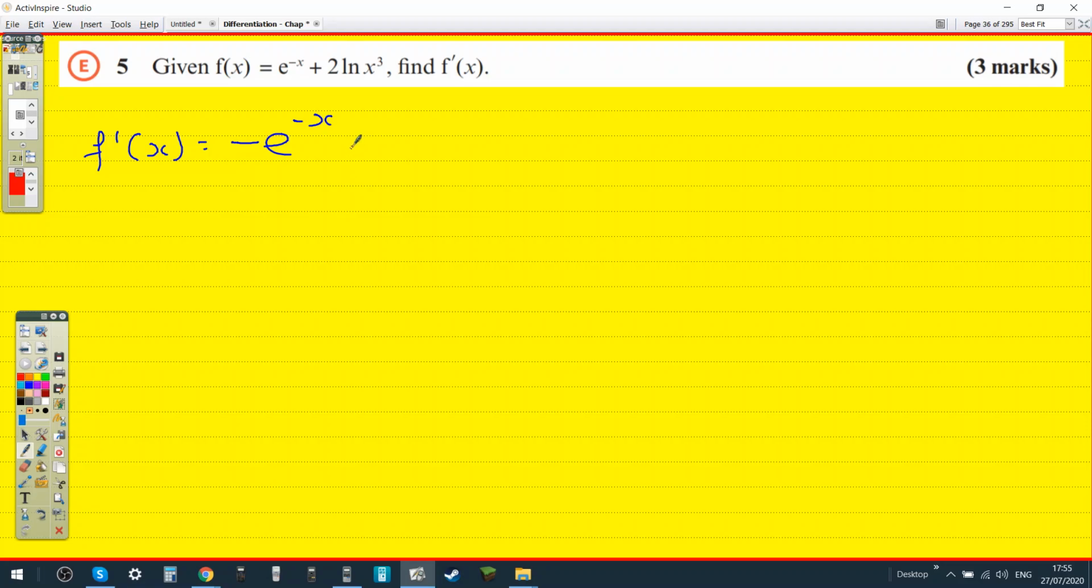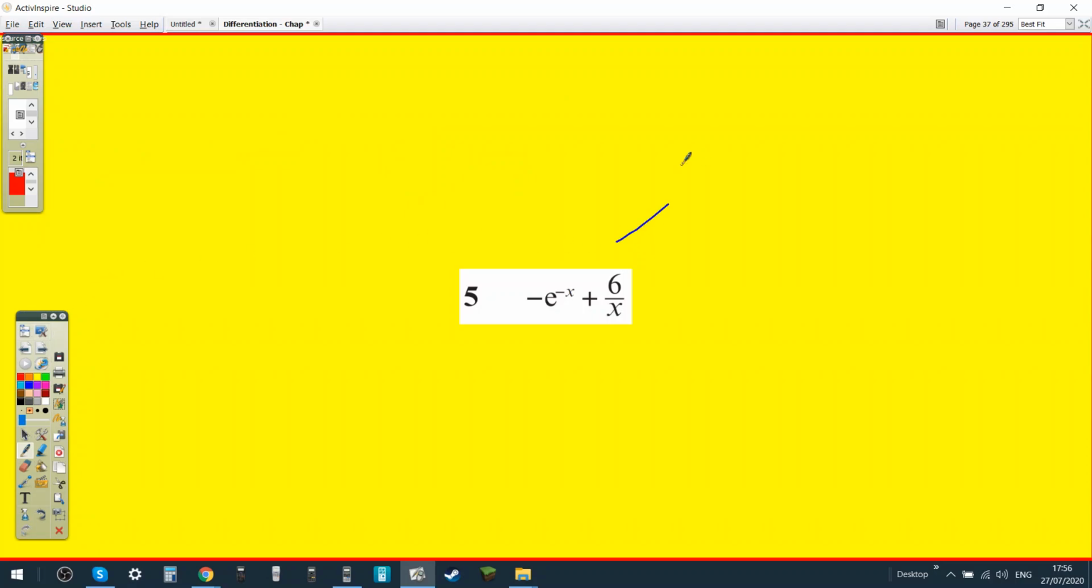Could you do 2 ln x cubed is equal to 6 ln x, or is that wrong? Yeah, 6 ln x. Okay, that's correct. So that would just be 6 over x, right? Yeah. And I think you can leave it like that. Yep, great.